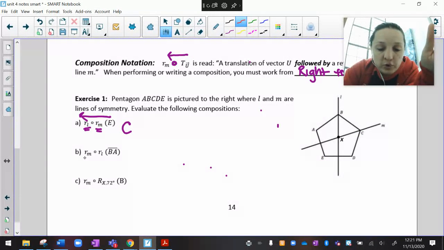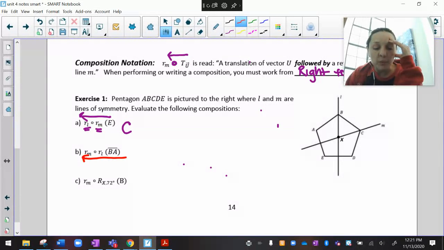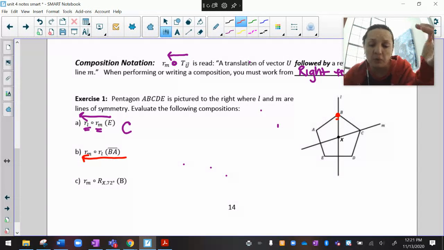Next, we want to take BA, flip over L, and then flip over M. I highly encourage you to do B and then do A. Don't try to do them together at the same time. Trust me, it's easier one at a time. So let's start with B. I'm going to take B and flip over L. So I fold B along L. Oh, it doesn't go anywhere.